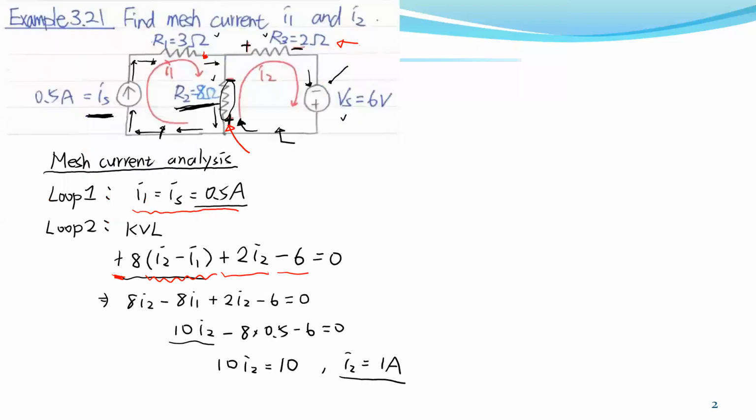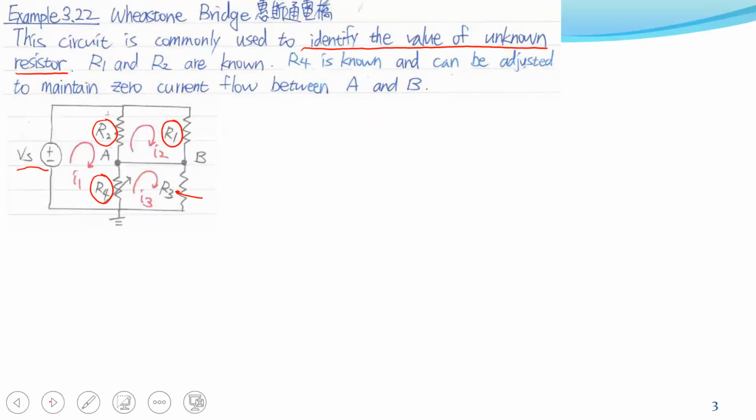So how can we use these three resistors, R1, R2, and R4, to measure the resistance of R3? The way is we can adjust R4. R4 can be adjusted to maintain zero current flow between A and B. So there's no current flow between A and B.